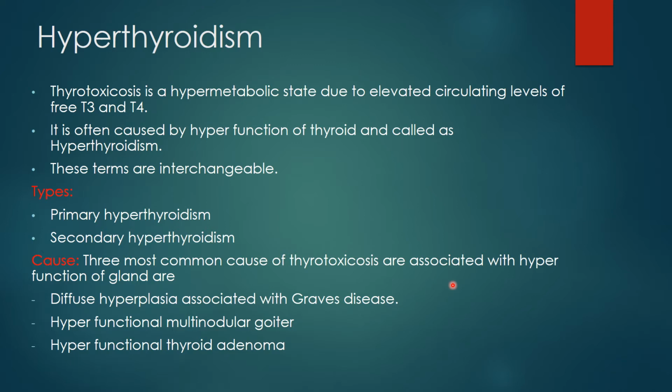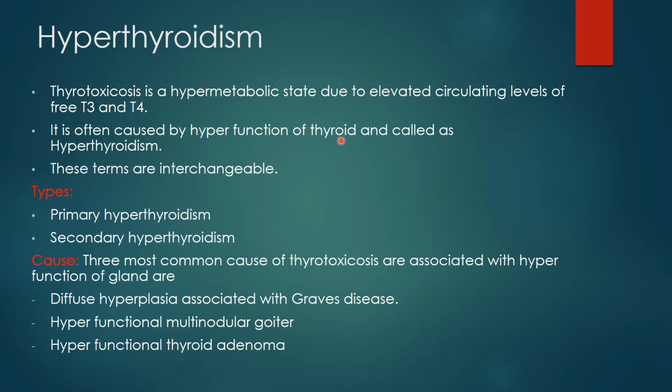Now comes the second disorder of the thyroid gland, which is hyperthyroidism. As the name indicates, hyper means more, and thyroidism means any condition in which there is more production of thyroid hormone. It is called hyperthyroidism. It is also called thyrotoxicosis. Thyrotoxicosis is a hypermetabolic state due to elevated circulating levels of free T3 and T4. When increased levels of T3, T4 occur in blood, it is called hyperthyroidism or thyrotoxicosis.